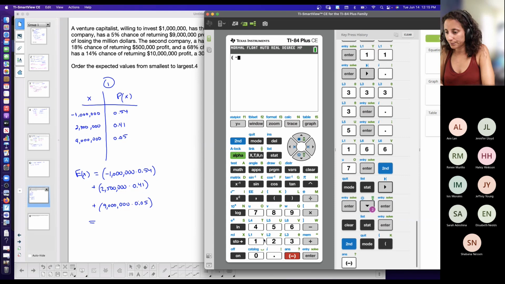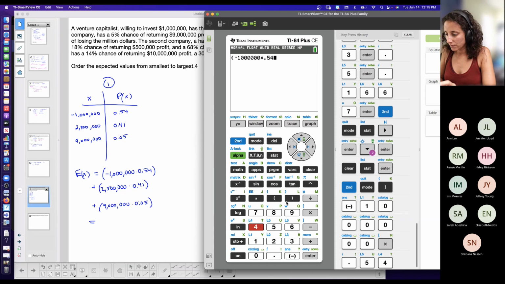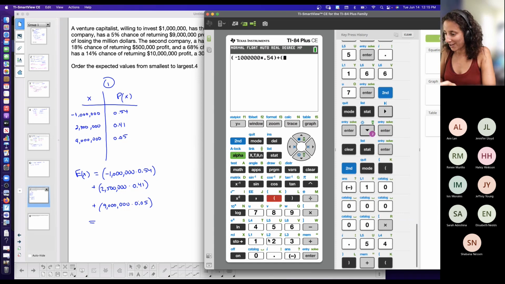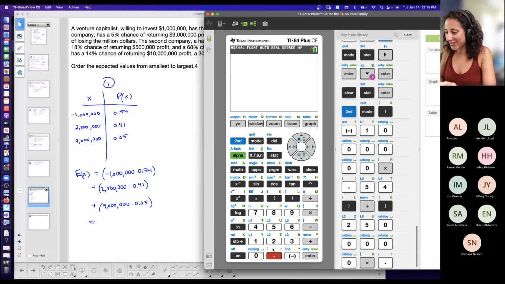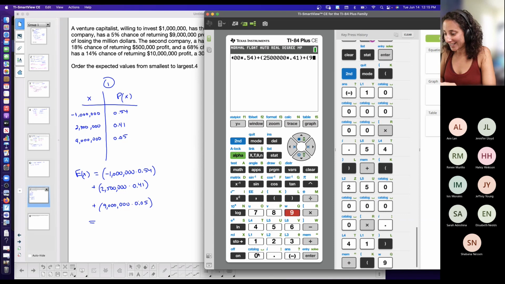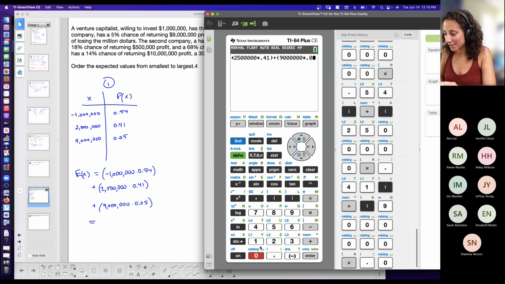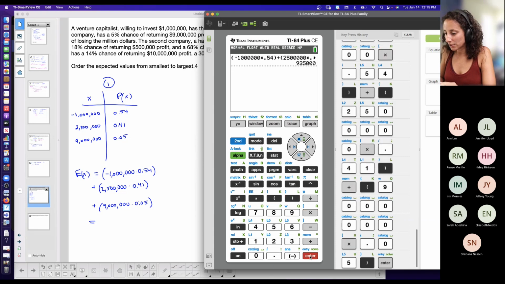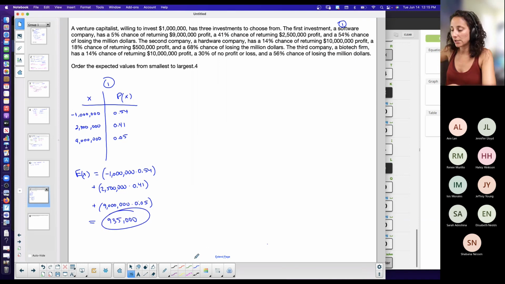So 1, 2, 3, 4, 5, 6. I would do that just to make sure I have all my zeros. Plus 2.5 million times 0.41 plus 9 million, with 6 zeros behind that, times 0.05. What does he expect to get? Ooh, he's expecting profit on average 935,000. 935,000. This is my first expected value.